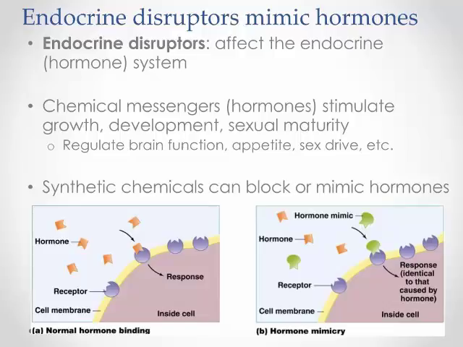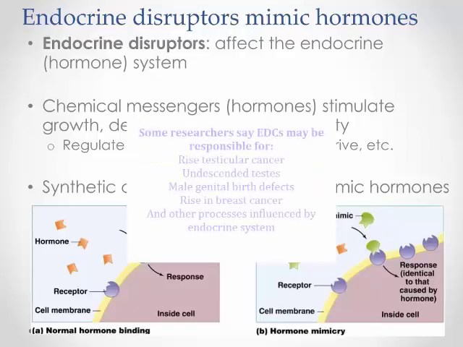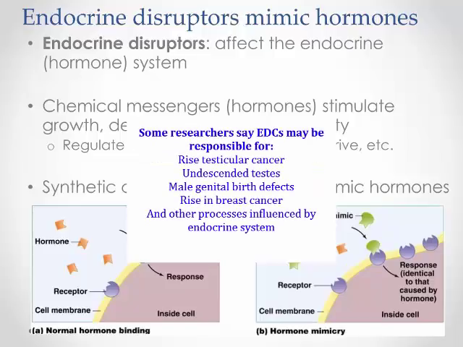This book did the same thing for public awareness of endocrine disruptors that Silent Spring did for pesticides. Thousands of studies have linked hundreds of chemicals to effects on reproduction, development, immune function, brain and nervous system function, and other hormone-driven processes. Some researchers say EDCs may be responsible for the rise of testicular cancer, undescended testes, male genital birth defects, rise in breast cancer, and other processes influenced by endocrine systems.